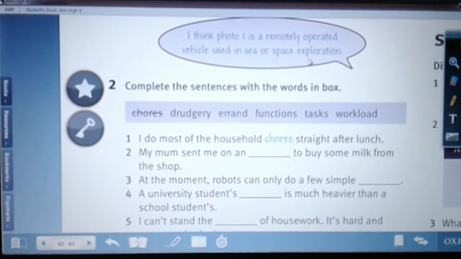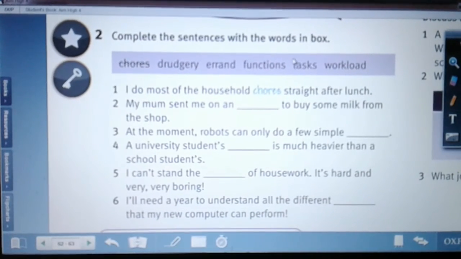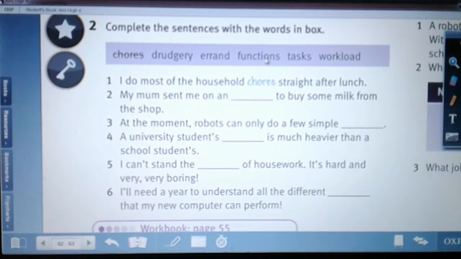Next, let's move on to the second part. So here we have some new vocabularies. I'm going to explain the definitions to you. So what you need to do on part 2 is to complete the sentences with the words in the box. So before doing this task, you can listen to my definitions first, or you can see the definitions by yourself by using your own dictionary, and then you can do it. So it's up to you.